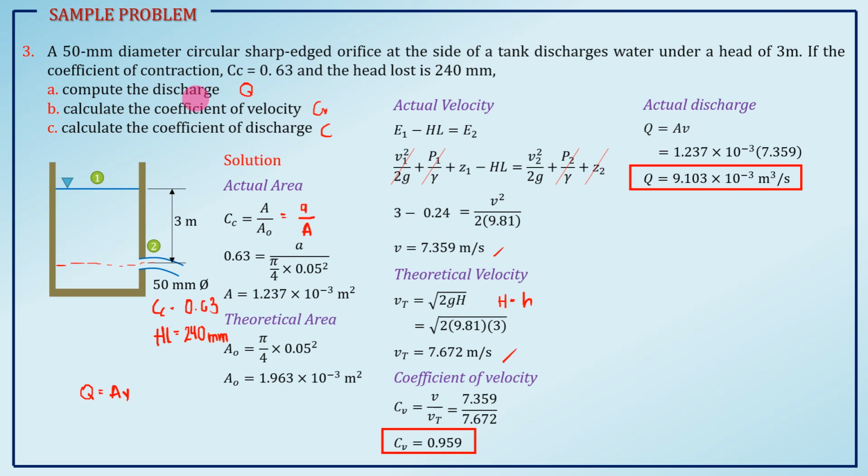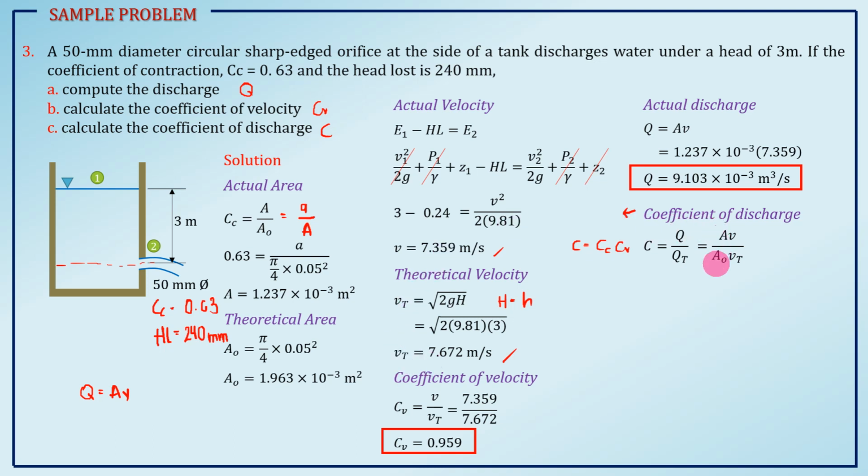Then next, what is left for us is the coefficient of discharge. For the coefficient of discharge, we have two ways of solving this coefficient. We can solve it by C is equal to Q over QT. Or C is equal to CC times CV. Whichever equation you use, it is correct. So, for this presentation, the equation I used is Q actual divided by Q theoretical, wherein Q actual is AV and the theoretical is AO times VT.